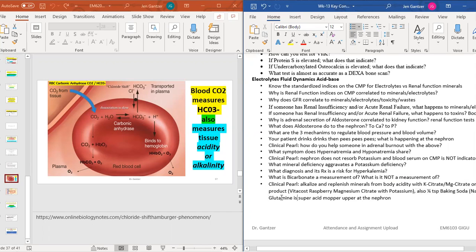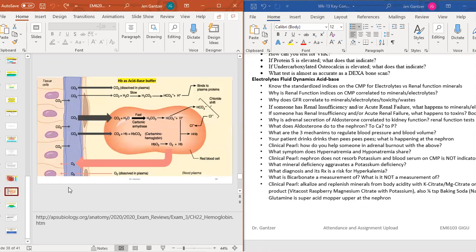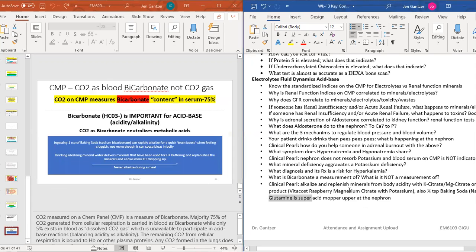So super important. Glutamine, I'm not testing you on this. Again, this is under a Clinical Pearl. Glutamine is really fabulous at the level of the kidneys, and the kidneys use it as a buffer to also get rid of extra acids. Okay, so that was acid base, and then analyzing CMP with some of our macro minerals and macro mineral electrolytes.